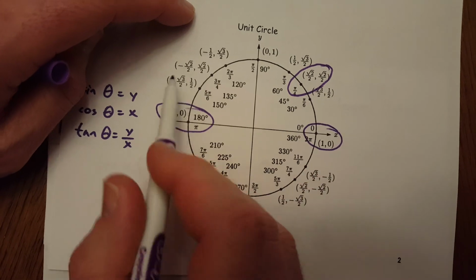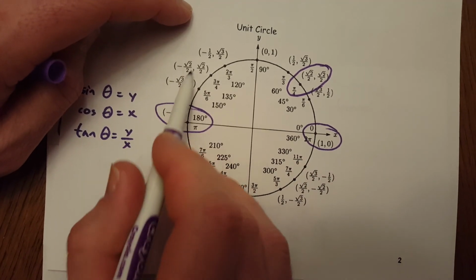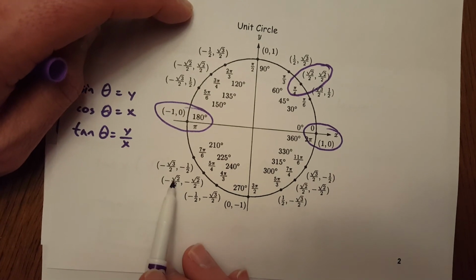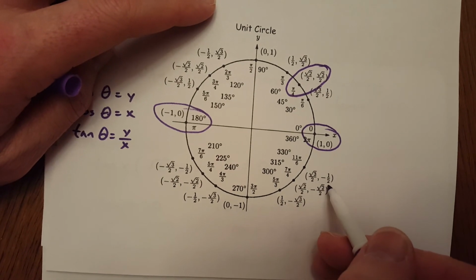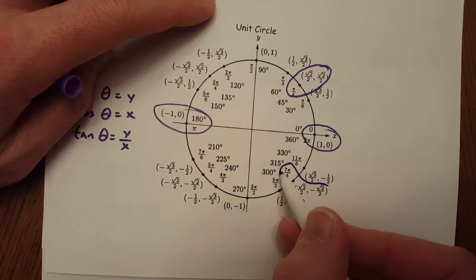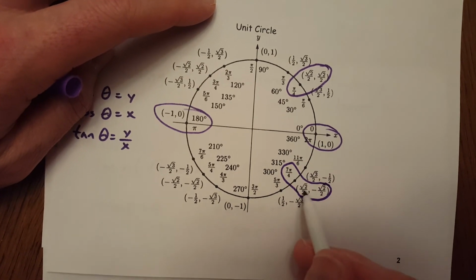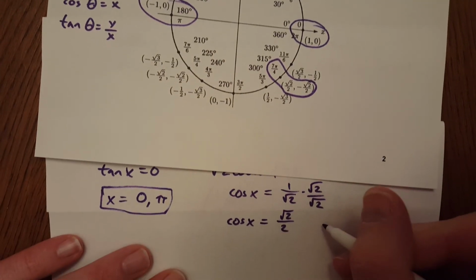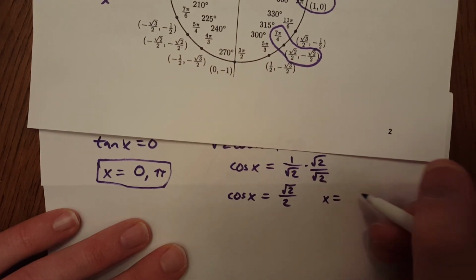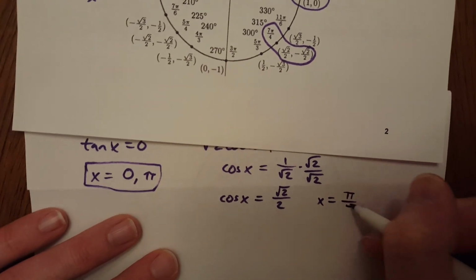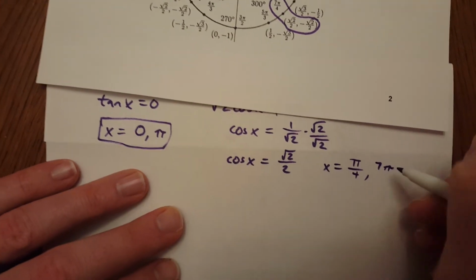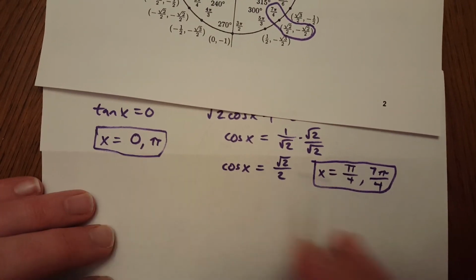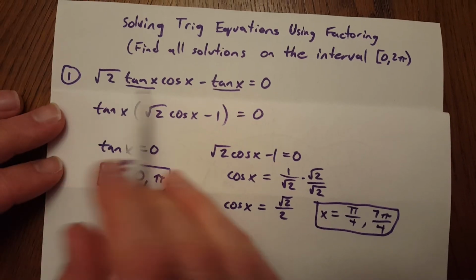positive. If we go into the second quadrant, notice that the x value is negative, so we're not going to use that. This one's also negative, we're not going to use that. But then by the time we get over here to the fourth quadrant, that one's positive again, so we're going to use 7 pi over 4. That means that the solutions for this mini equation are pi over 4 and 7 pi over 4, giving us a total of 4 different solutions to our equation that we started with up here.